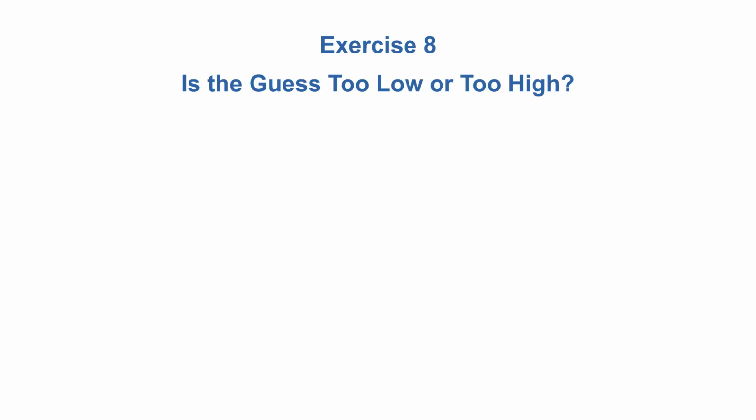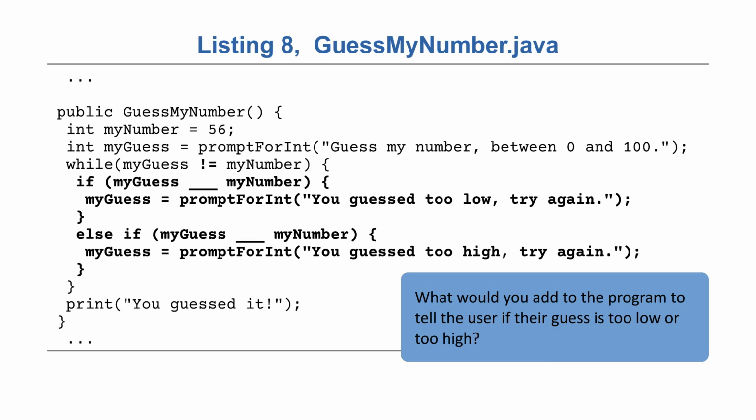The program works a little better now, but it'll take a long time for someone to really guess a number between 0 and 100. Let's give some clues. Exercise 8. Is the guess too low or too high? What would you add to the program to tell the user if their guess is too low or too high? Run it. What happened? It should give the correct message if you guessed too low or too high, and continue prompting for guesses until you reach 56.